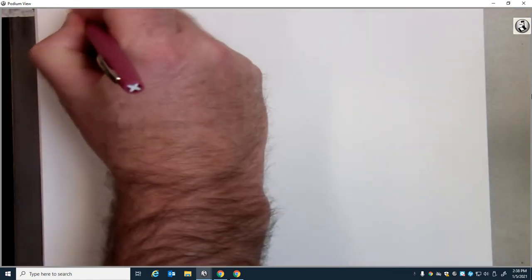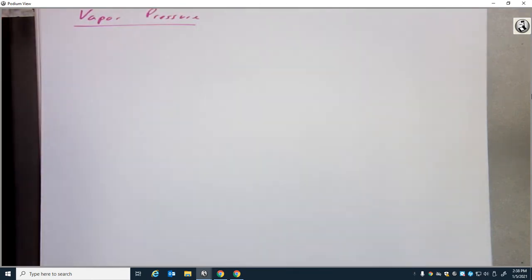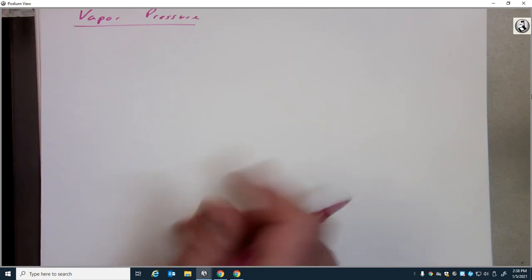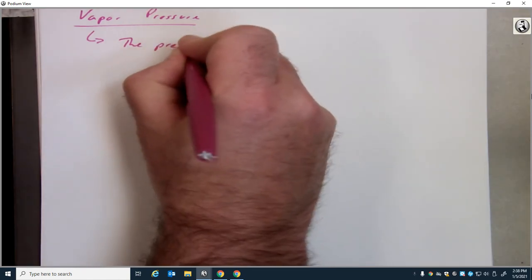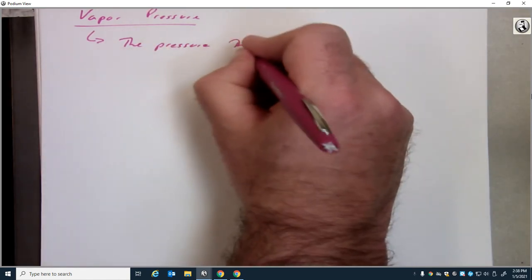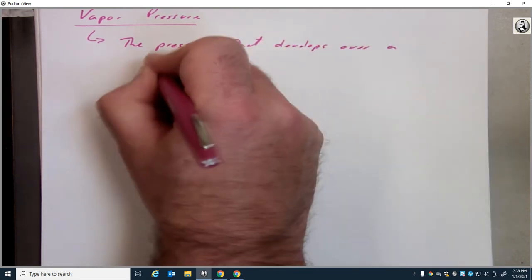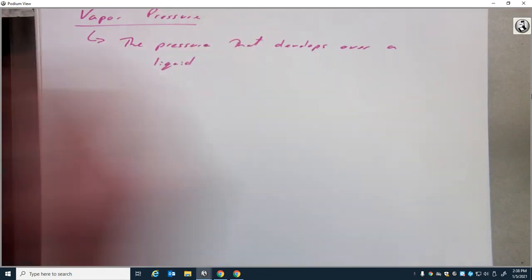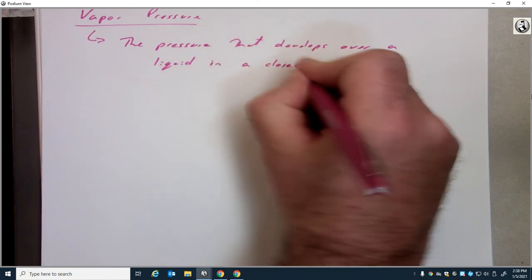So last class, the last thing we dealt with was evaporation, which leads us right into another property of liquids, and that's its vapor pressure. Okay, and the vapor pressure is defined as the pressure that develops over a liquid in a closed container.